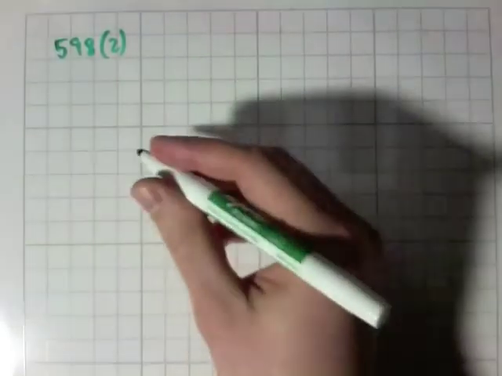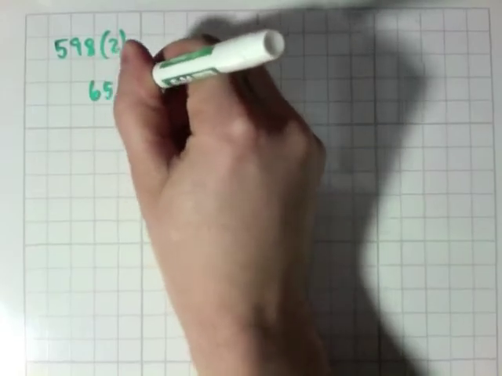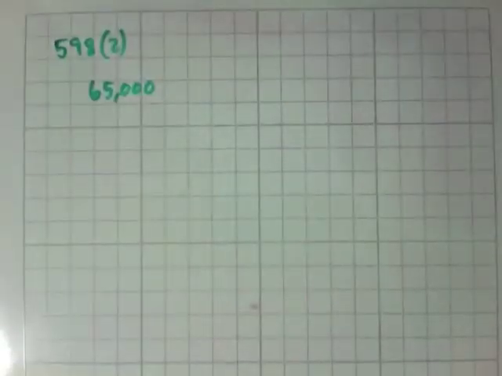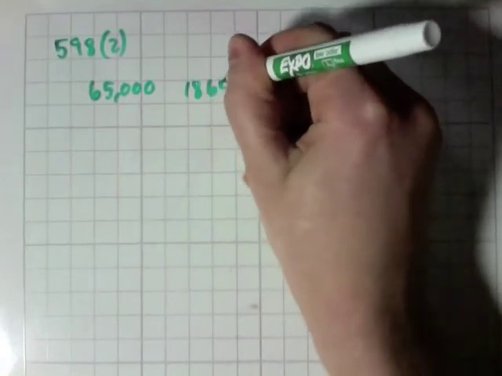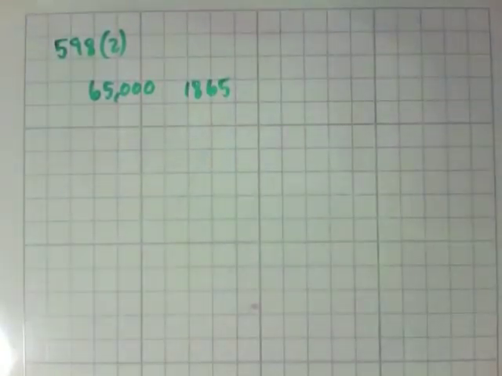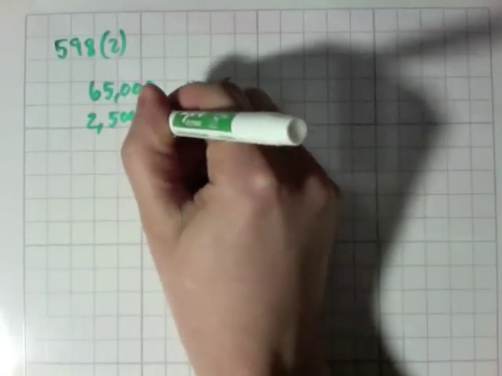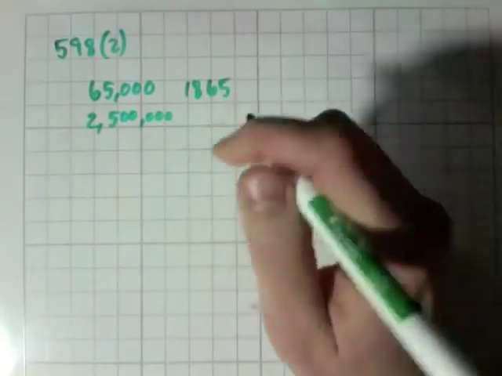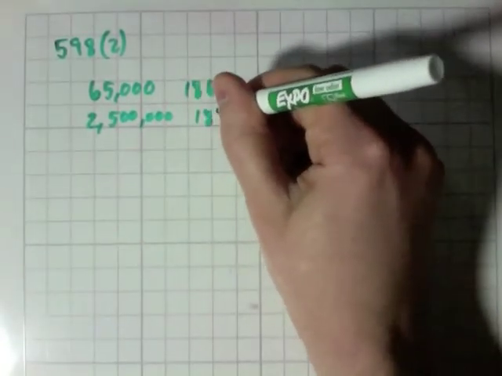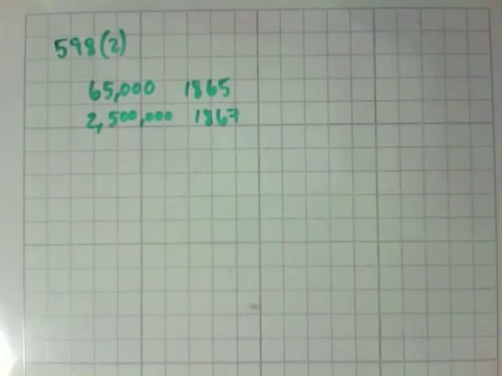Suppose there were 65,000 rabbits in Australia in the year 1865, and there were 2,500,000 in the year 1867. All right, so part A of this problem says, write an exponential equation that could be used to model the rabbit population in Australia. Write the equation in terms of the number of years elapsed since 1865.